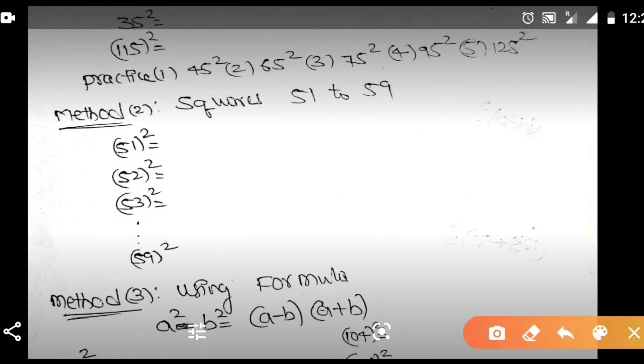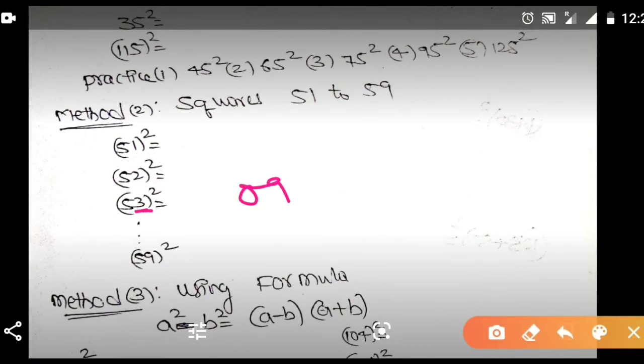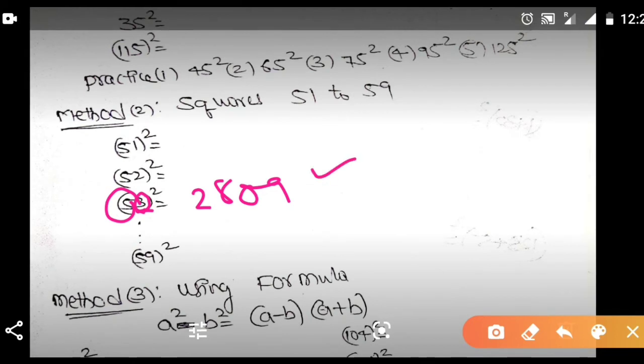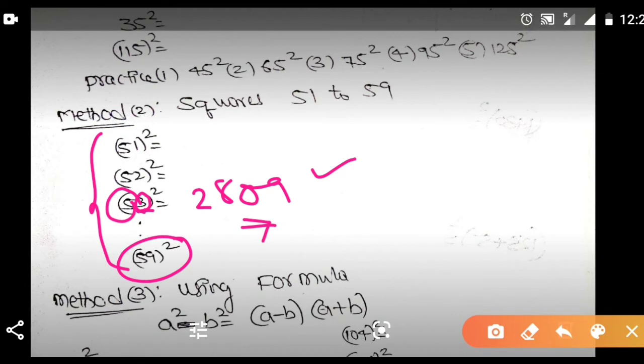Similarly, for 53 squared, 3 squared is 09, and 5 squared is 25 plus this unit digit 3 is 28. So 2809 is the answer. Similarly you can do up to 59. Do the remaining ones and post your answers in my comment section.